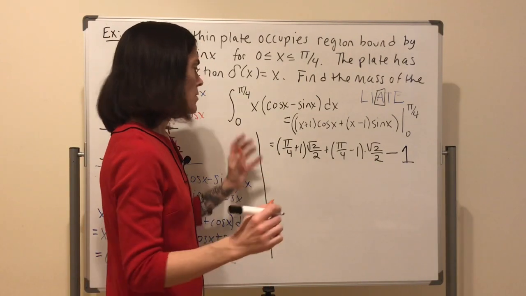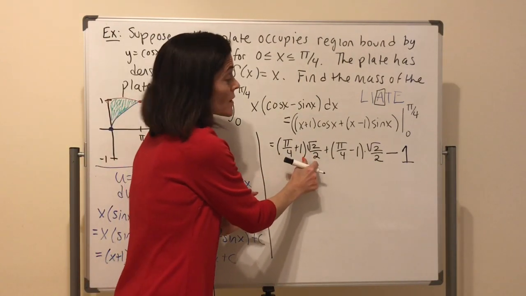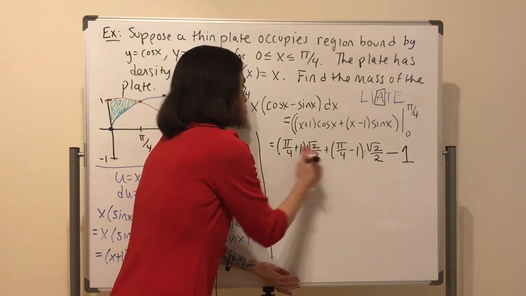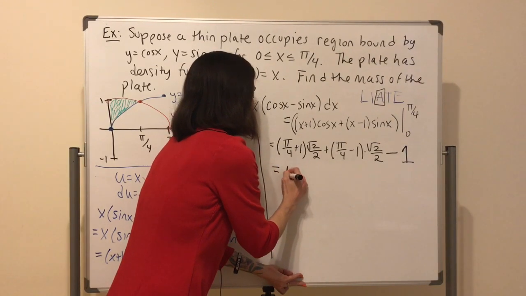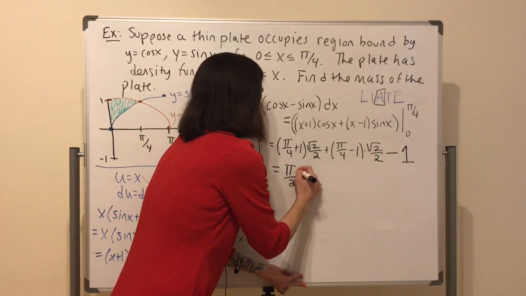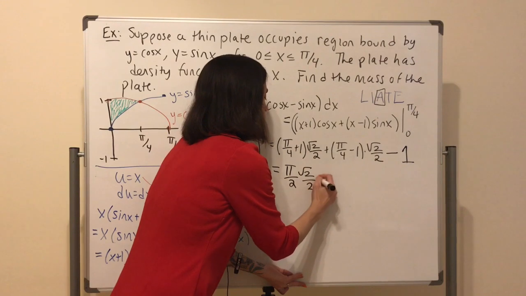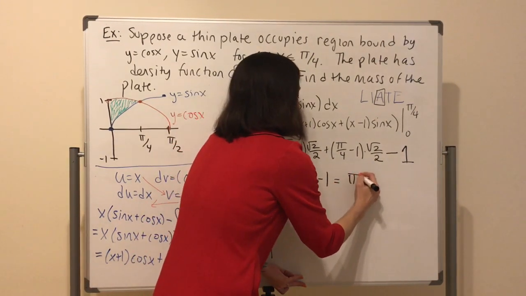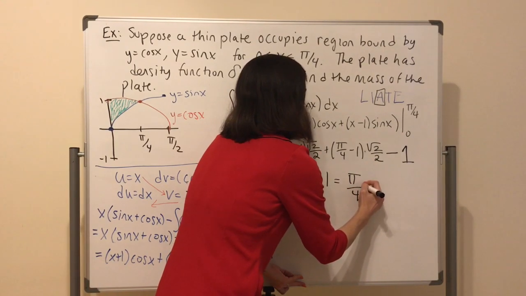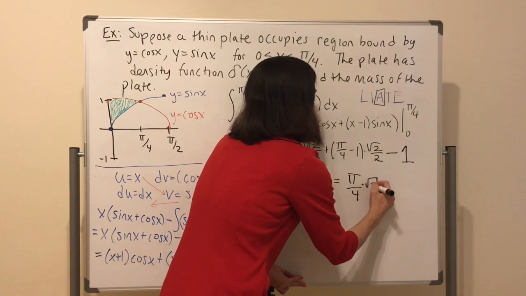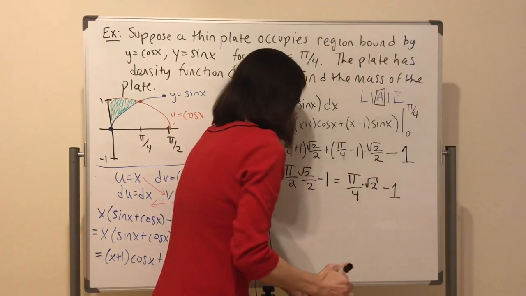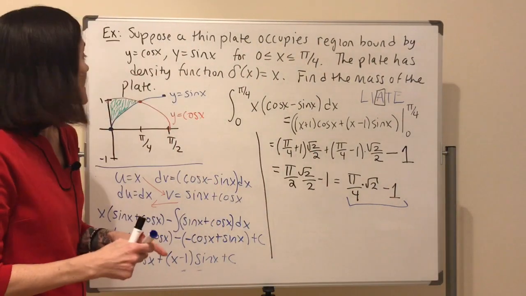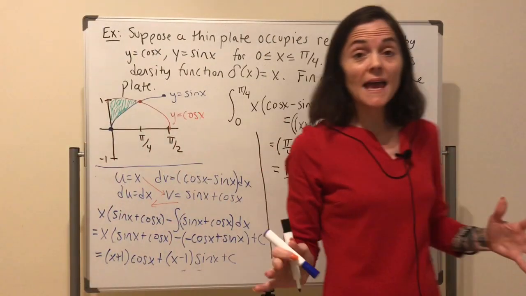And now I can simplify this slightly, right? Oh, because I have a plus 1 square root 2 over 2, a minus 1 square root 2 over 2, then I have 2 pi over 4. So this is going to be pi over 2 times square root 2 over 2 minus 1, or we have pi over 4 times square root 2 minus 1, okay? This would be the mass of the plate.